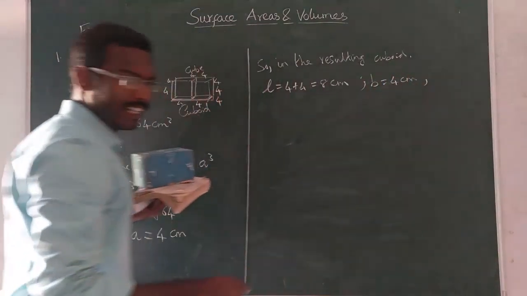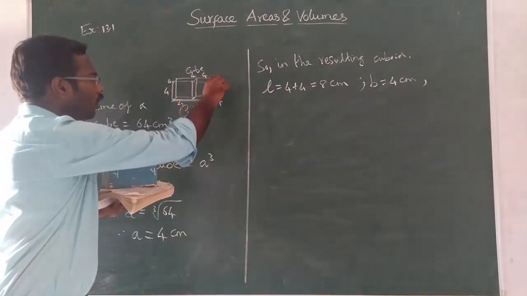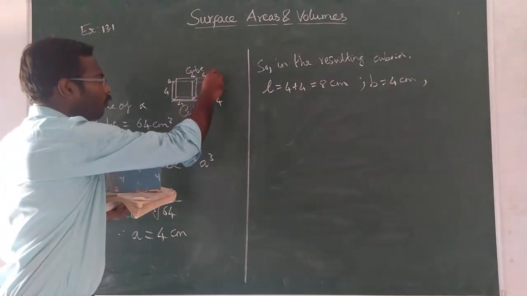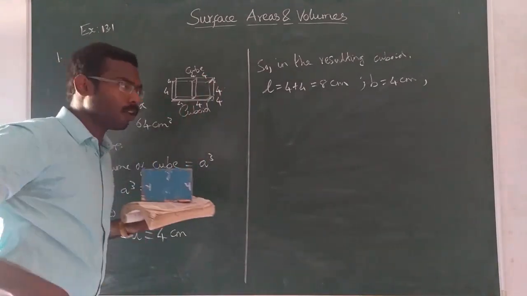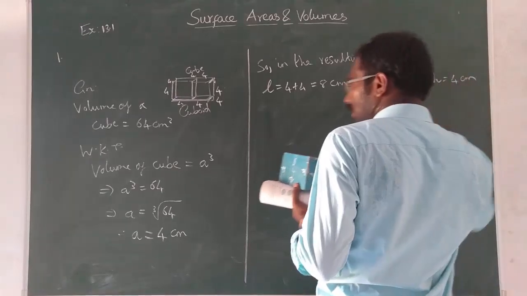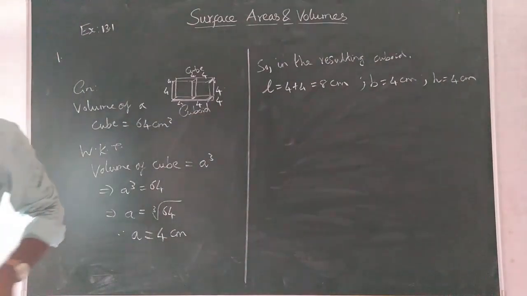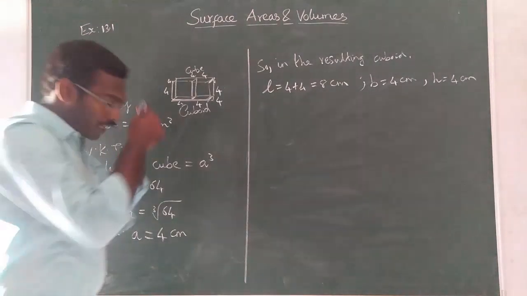Then what about height? Height will not change because we are attaching it sidewise. So height is also 4 only. Understood? Height 4, breadth 4, but the length alone is 8. So height is equal to 4 centimeter. So that's all. Now we have every value. What we want to find is the surface area.